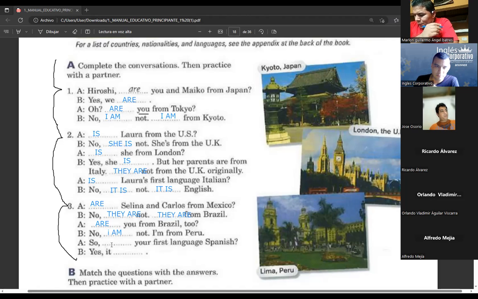Are you first language Spanish? Is it? Yes, it is. It is. Yes, it is.